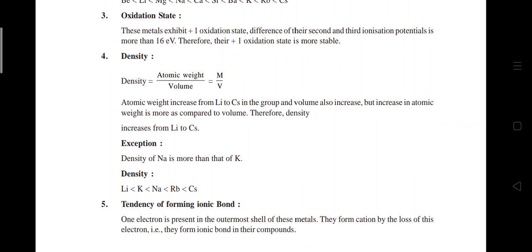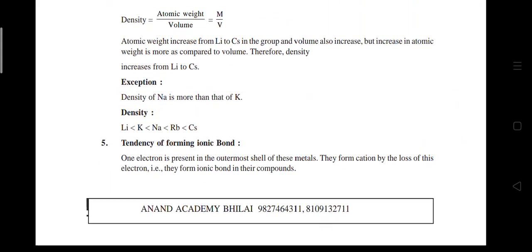Fourth, density. Density is equal to mass upon volume. Atomic weight increases from lithium to cesium in the group and volume also increases. But the increase in atomic weight is more as compared to volume. Therefore, density increases from lithium to cesium. Exception: the density of sodium is more than the density of potassium.